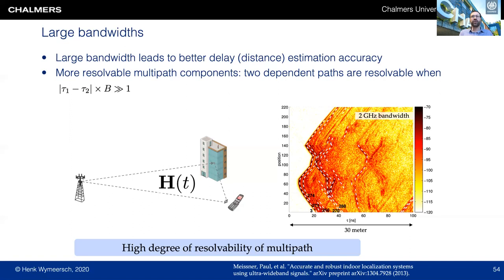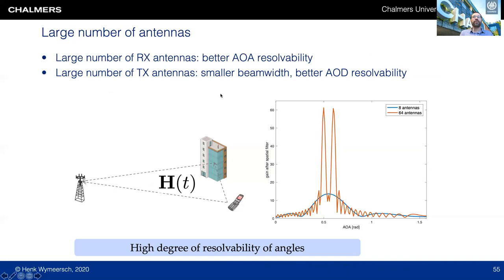Third, a large number of antennas is good, because when you have a large number of receive antennas, that means you can listen in more fine directions, very roughly speaking, so you will get more fine angle of arrival estimation. When you have a transmitter with many antenna elements, you can send very fine beams in different directions, so you'll have better angle of departure estimation. So a large number of antennas provides you higher resolvability in the angular domain. This means that two paths that are arriving with exactly the same delay but with different angles, you can separate them. Or two paths with the same angle and different delay, you can separate them.